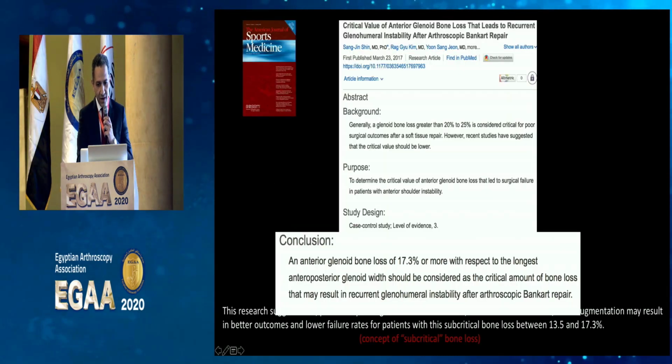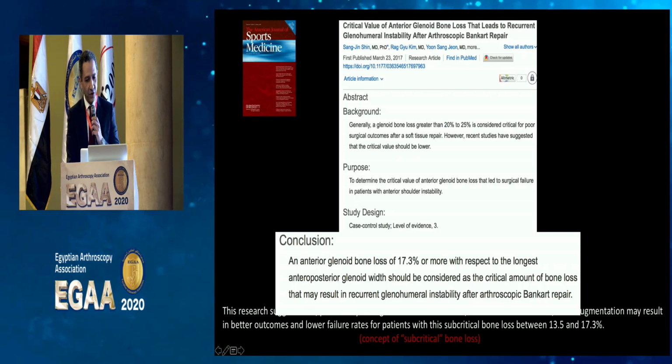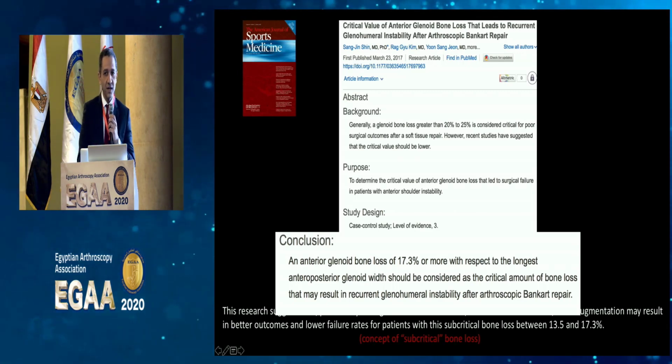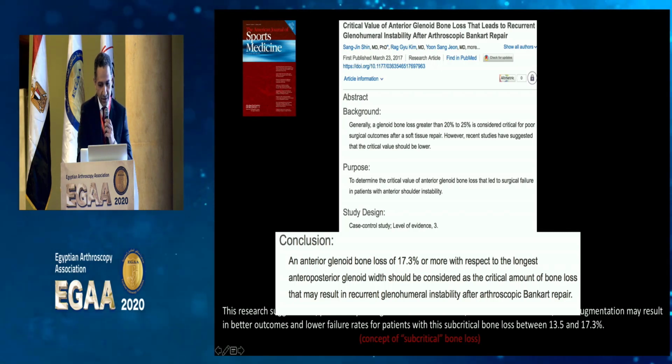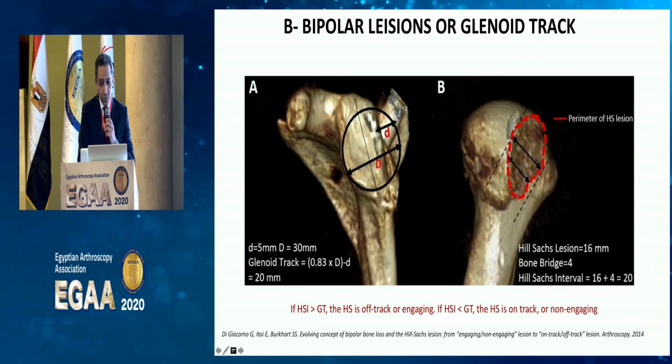So it is a little bit variable, and the most recent study that I found discussing the critical value, in 2017, proposes that 17.5% loss is the critical value above which bone reconstruction is recommended. Also, they proposed the concept of subcritical bone loss, reduced from 17.5 to 13.5% in high-demand athletes. But the glenoid bone loss is not the only factor determining glenohumeral instability. The humeral bone loss is also important.